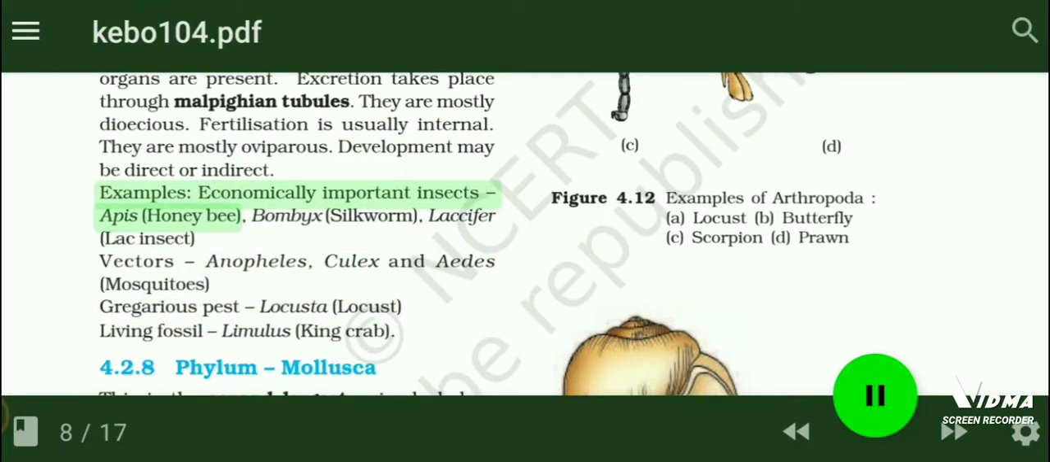Examples: economically important insects: Apis (honeybee), Bombyx (silkworm), Laccifer (lac insect); vectors: Anopheles, Culex, Aedes (mosquitoes); gregarious pest: Locusta (locust); living fossil: Limulus (king crab).